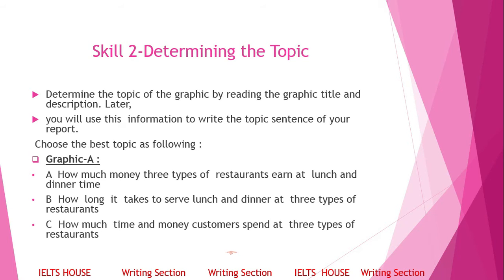And skill 2, determining the topic. It just selects the kinds of topic. At this section, it determines the topic of the graphic by reading the graphic title and descriptions. You will use this information to write the topic sentence of your report.